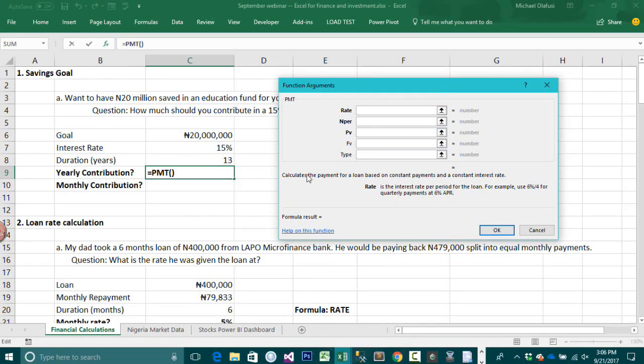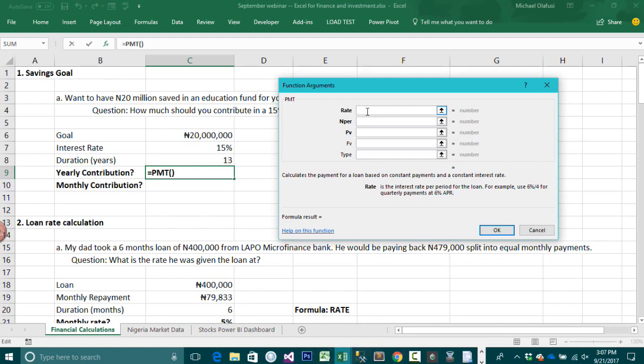So let's first of all check out this description. PMT is a formula for calculating the payment for a loan based on constant payments and interest rates. But then it also works for savings goals, so it's not just for loans, right? So like in this case, we're going to use it for a savings goal. Then in another case, I'll use it for a loan. So here is how it works. Number one thing is the rate.